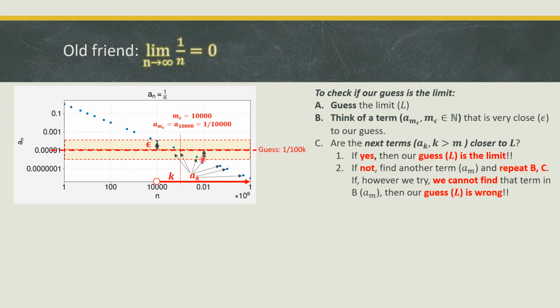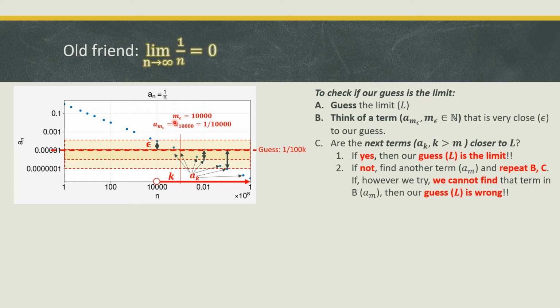So if we choose this point, it's around epsilon, maybe that's fine. The problem is the next point. This is another a sub k because this is after this 10,000 here, after our a sub m sub epsilon. So this is an a sub k. The problem is that this arrow is clearly longer than the chosen epsilon. So we have a problem. This means either that our guess is wrong or that we have to choose another m sub epsilon.